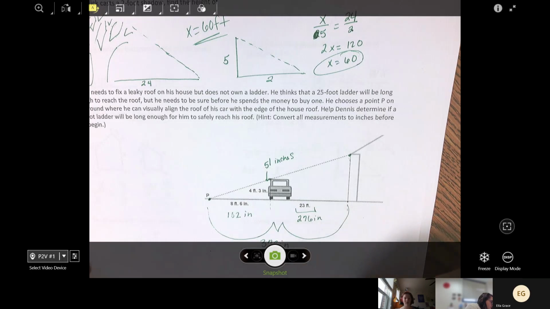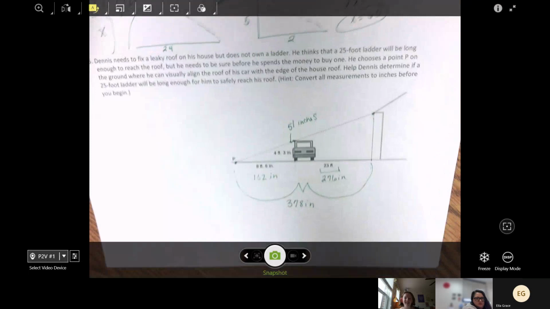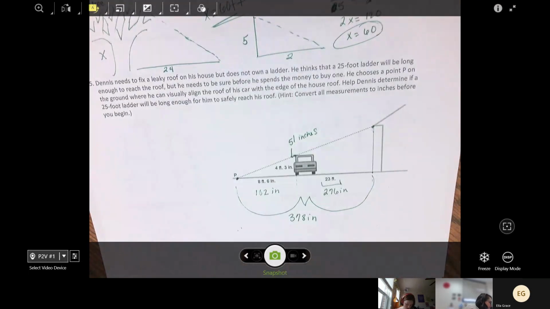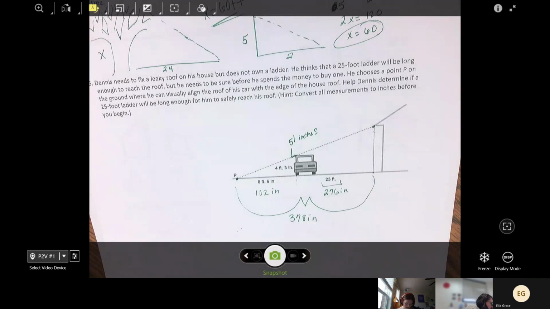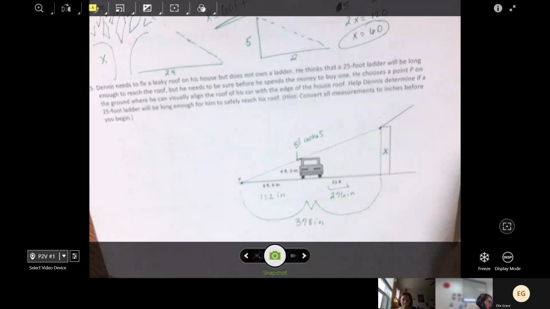Okay. So what was the number? Oh, you can't see it, can you? There you go. Thank you. Okay, so you're trying to find this. This is what you're trying to find.